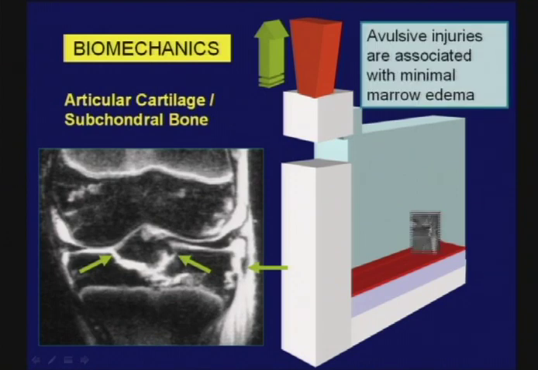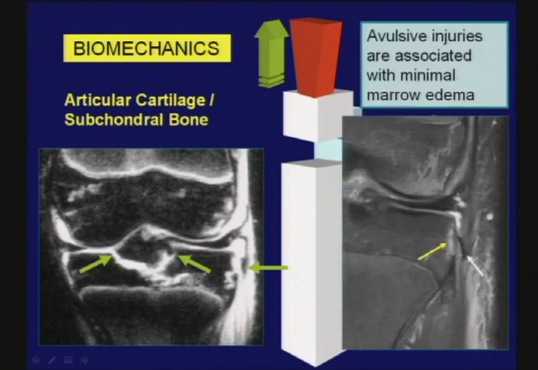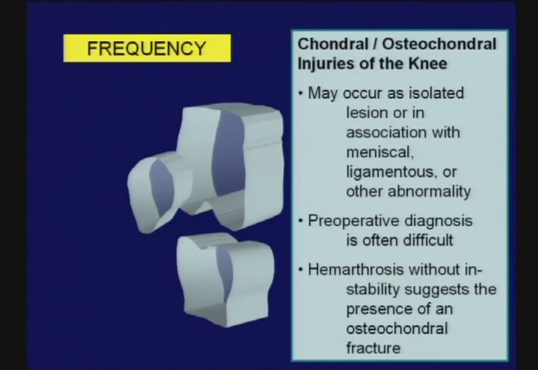Tensile forces are associated with minimal marrow edema. So a great deal of marrow edema with compressive forces, less with shear forces, sometimes none with tensile force. The fractures we miss are the avulsion fractures. Those are the ones we miss on MR unless we have a plain film to help us.